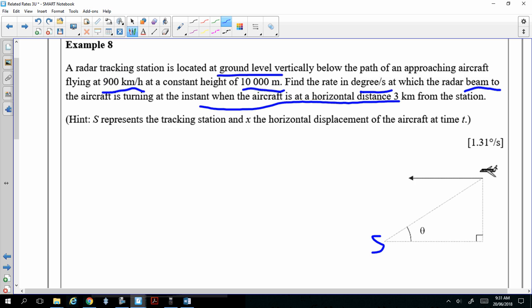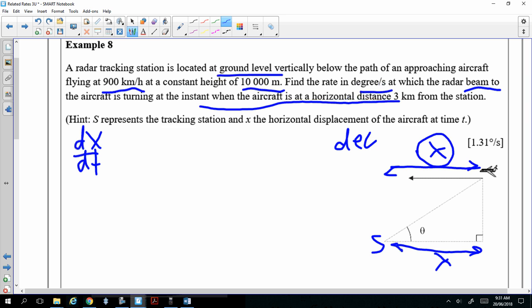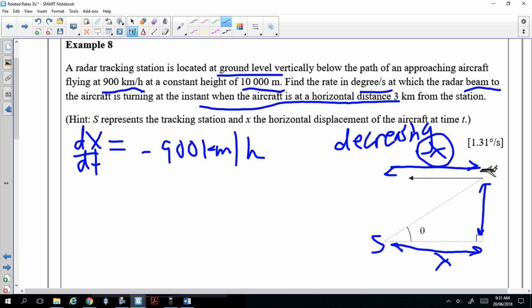So now we know what dx/dt is. Because the aircraft is approaching, x is decreasing, so dx/dt must be negative, 900 kilometers per hour. This height is 10,000 meters, so let's convert that to kilometers, which is 10 kilometers. You have to make sure everything is in the same unit. They want it per second, but we'll worry about that later.